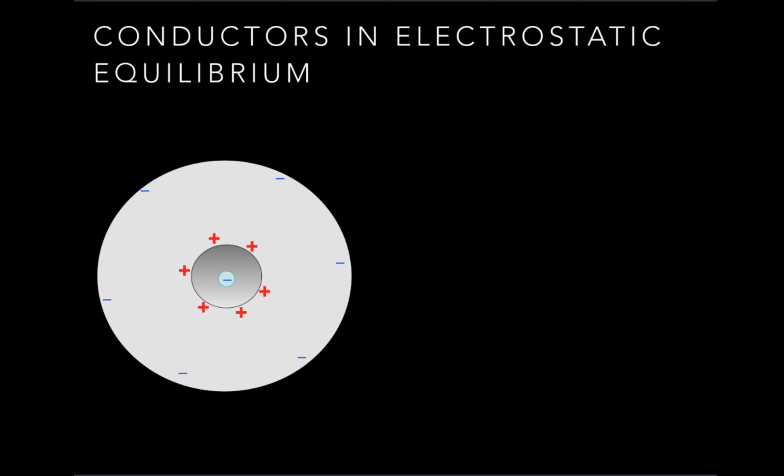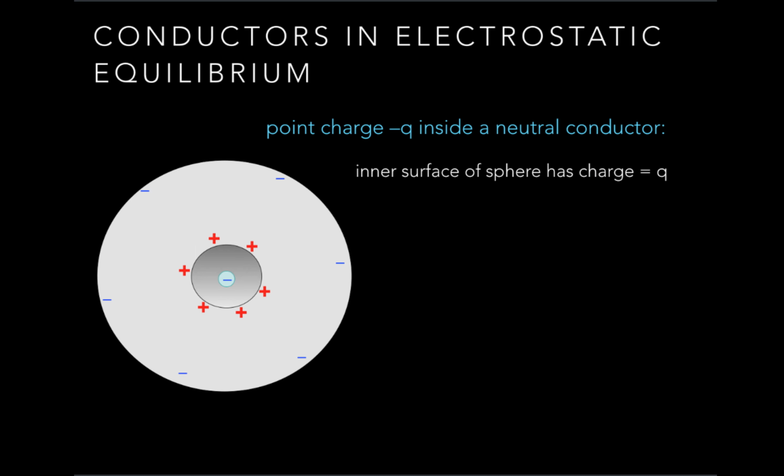We have some rules, right? Inside the conductor, electric field has to be 0. So these things have to cancel. These things don't have to necessarily cancel. They have to add up to the net charge. Okay, so anyway, we have negative Q inside the conductor, right? The inner surface has charge Q. The outer surface has charge negative Q.